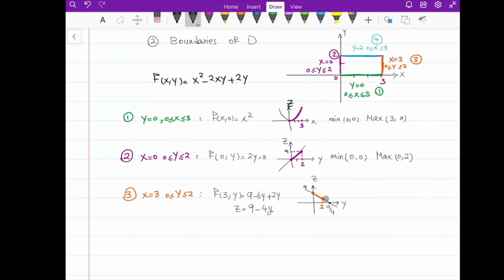And as you see, we have a minimum at this point. What is this point? The x coordinate of this point is x equals to 3, and then the y coordinate of this point is y equals to 2. How about the maximum? The maximum of this function would be at this point, you see, and on this point y is equal to 0, and x is 3.